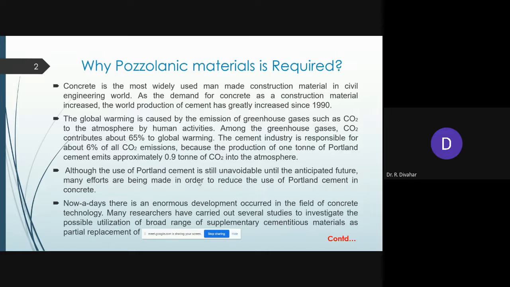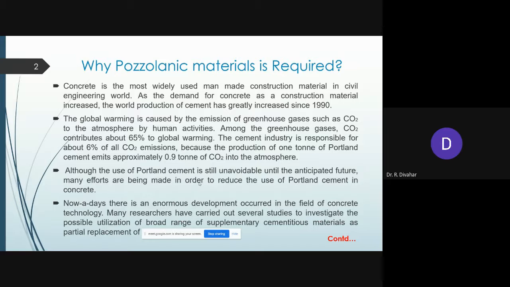Among these greenhouse gases, CO2 contributes about 65% of global warming. The cement industry is responsible for about 6% of all CO2 emission, because production of 1 ton of Portland cement emits approximately 0.1 ton of CO2 into the atmosphere. Although the use of Portland cement is still unavoidable, many efforts are being made to reduce the use of Portland cement in concrete.